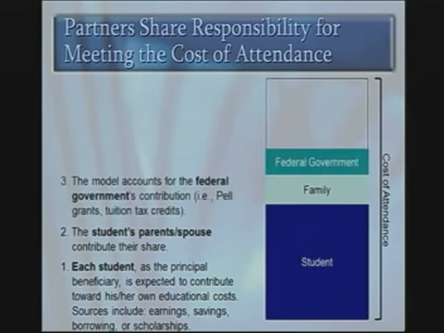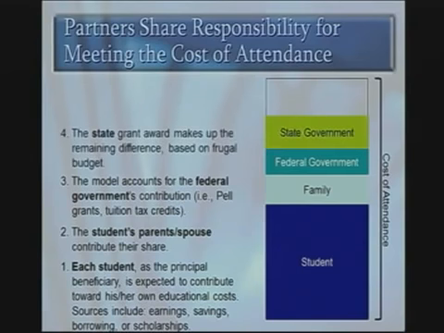The third is the federal model. It takes into account all the federal government's benefits. So it takes in what the federal government is going to provide that student in terms of Pell Grants and tuition tax credit. And then in the Oregon model, they only have the fourth partner. I'm suggesting for California there be a fifth partner.